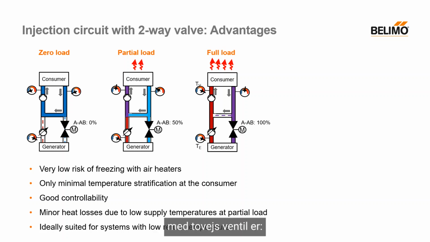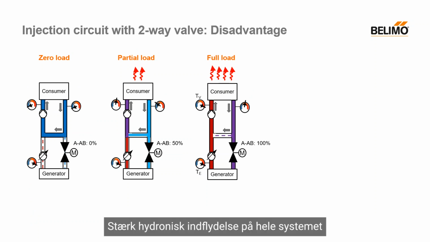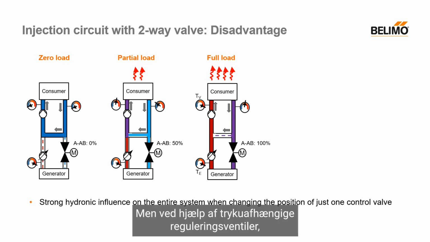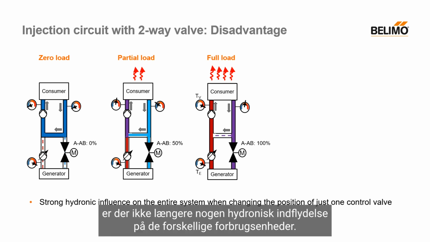The disadvantage of the injection circuit with two-way valve is strong hydronic influence on the entire system when changing the position of just one control valve. However, through the use of pressure-independent control valves, there is no longer any hydronic influence on the different consumers.